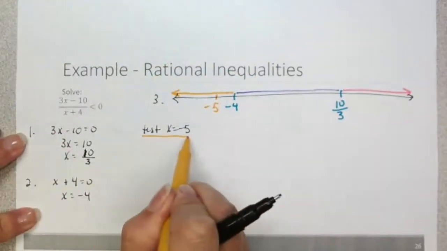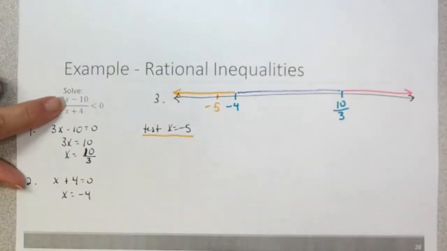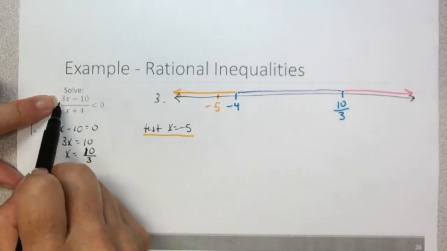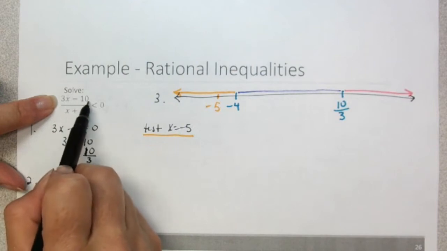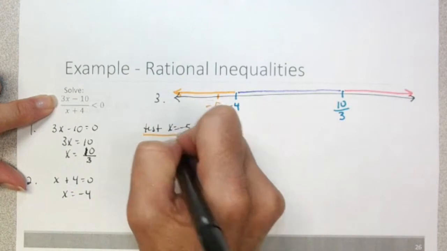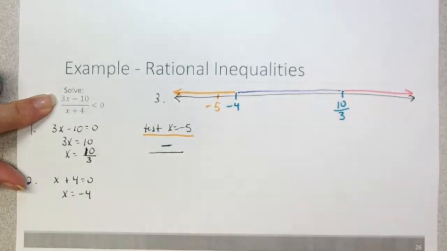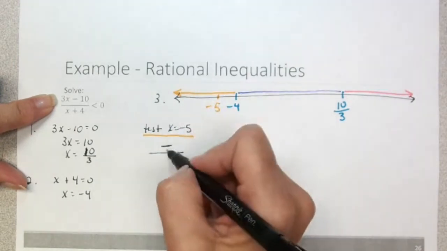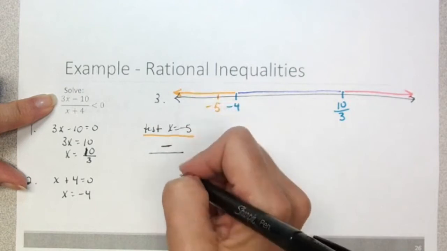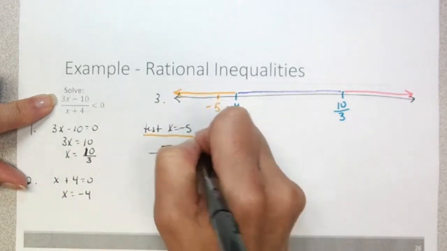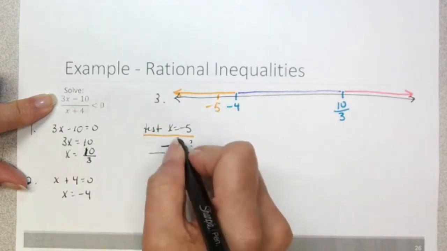When x is -5, my numerator is going to be 3 times -5, or -15, minus 10. That's going to be a negative numerator. I don't care what the exact value is, I'm just going to say it's negative, because a negative over a negative is going to be positive, but a negative over a positive is going to be negative. And I'm testing to see if it's less than 0. So that's what I'm trying to figure out.